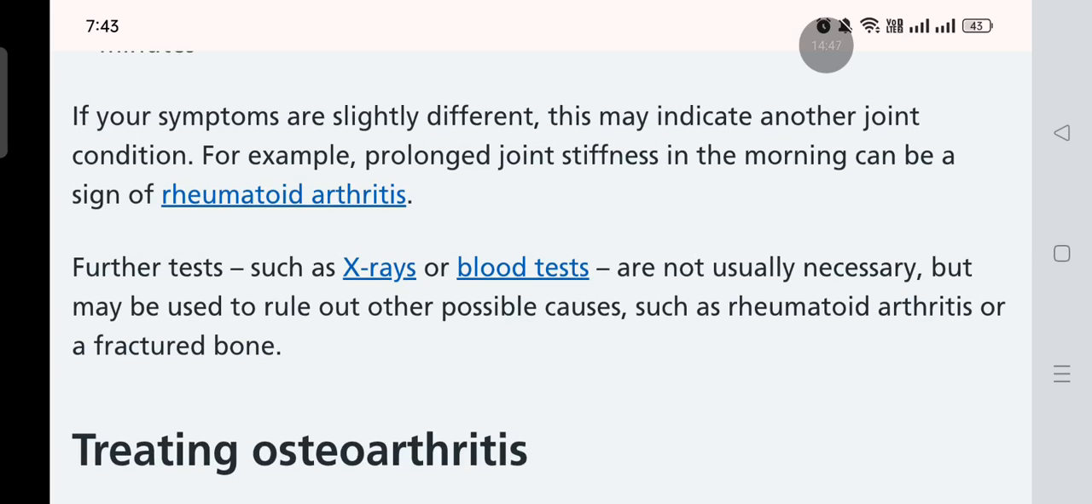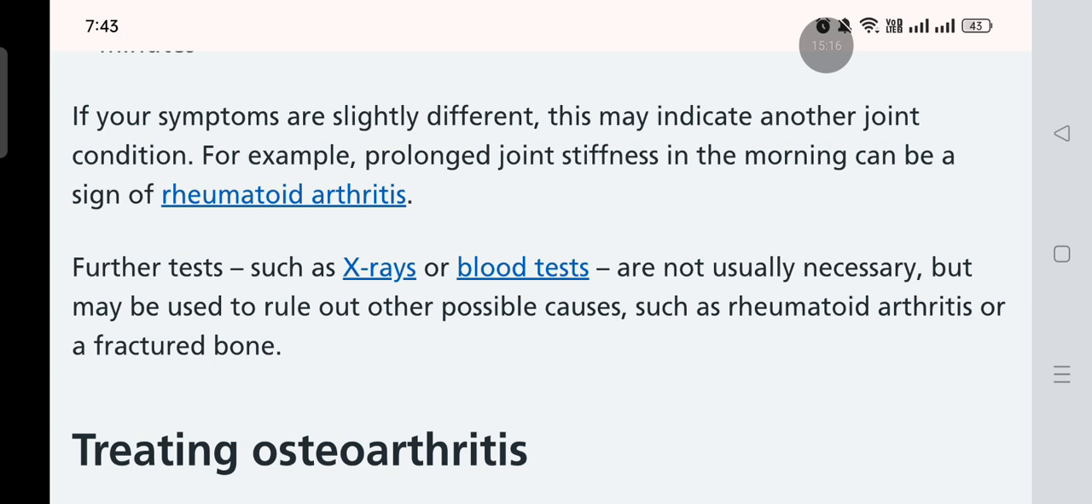If your symptoms are slightly different, this may indicate another joint condition. For example, prolonged joint stiffness in the morning can be a sign of rheumatoid arthritis.